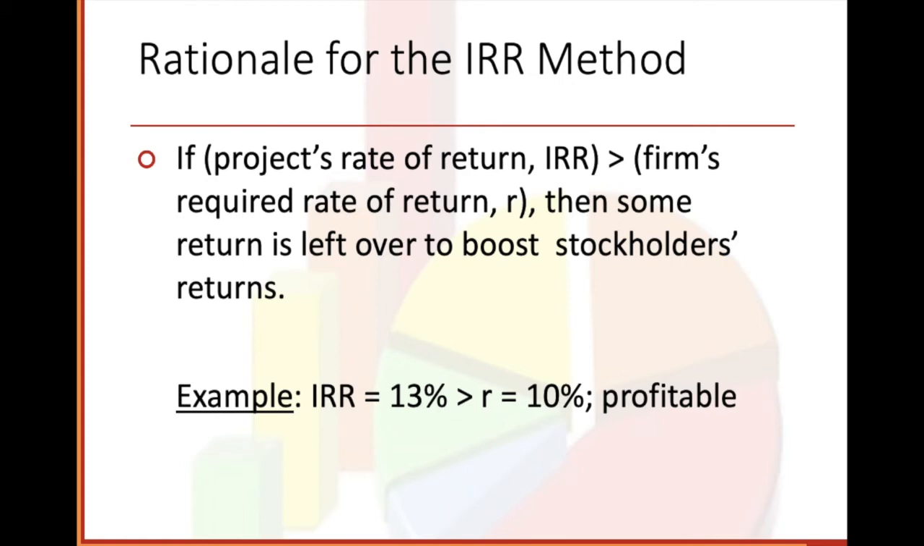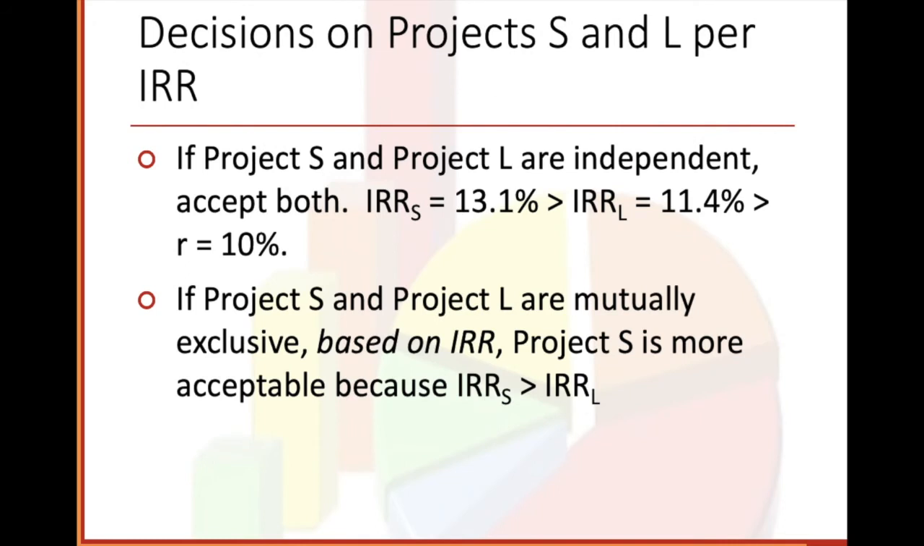Rationale for the IRR method: if a project's rate of return, IRR, is greater than the firm's required rate of return, R, then some return is left over to boost stockholders' return. For example, IRR is 13%, greater than R, which equals 10%, so it's going to be profitable. There's going to be a difference of 3% there. Decision on project S and L per IRR: if project S and project L are independent, that means they don't depend on each other, accept both.